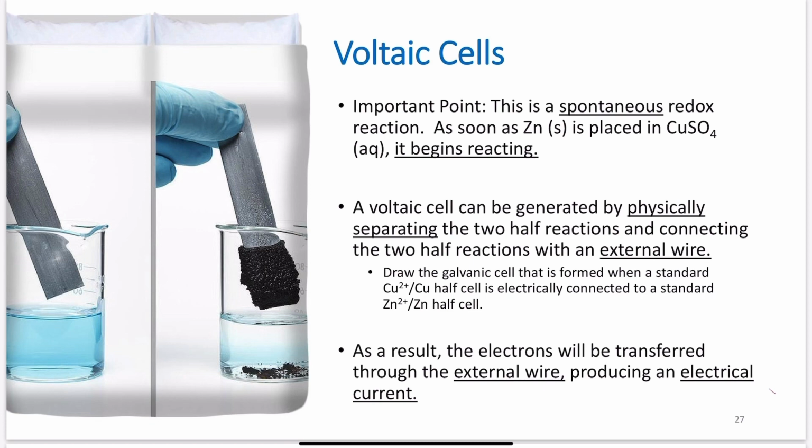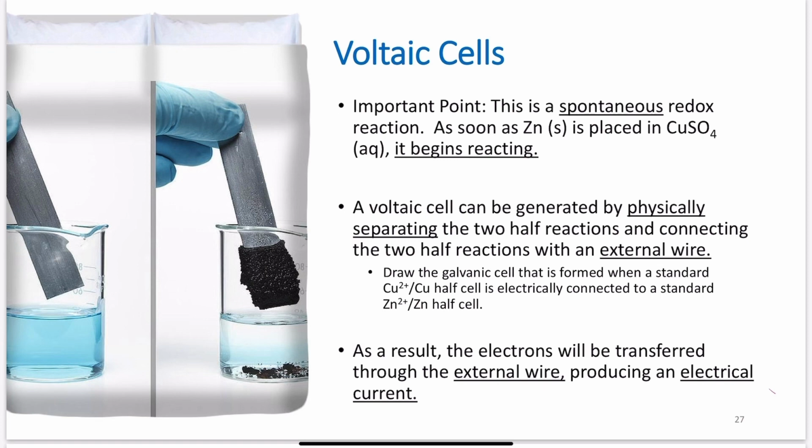Voltaic cells can be generated by physically separating the two half reactions and connecting the two half reactions with an external wire, which is what I showed pictured in that cartoon and also in the diagram before, kind of showing the anode versus the cathode. I physically separated out the two pieces of the reaction. I do this so that I can actually harness the electricity coming off of that reaction. It's not just lost to heat of reaction.